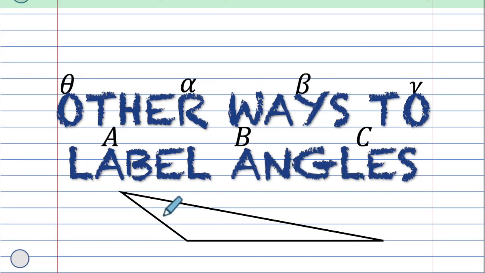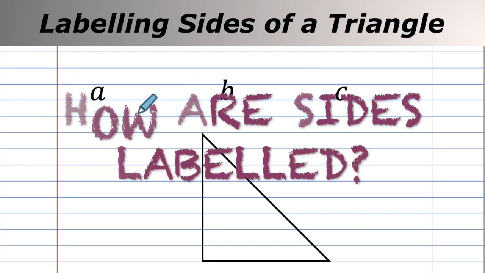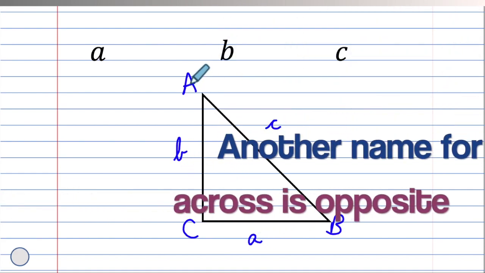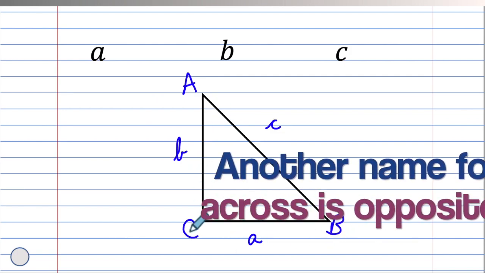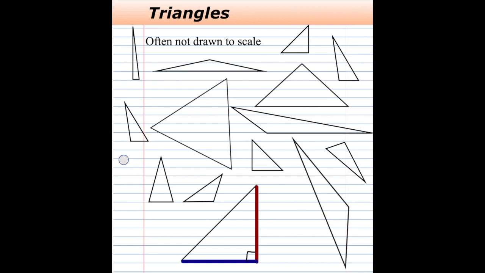We can also label angles with Greek letters. We could use theta, alpha, or beta, but also gamma. We use small letters to label the sides of a triangle. If we have triangle ABC, the corresponding sides would be C, B, and A. Across from capital A would be little a, and across from capital B would be little b, and across from capital C would be little c. Labeling the base and the height of a triangle can be a little bit tricky, but if you think about the base and the height forming a 90-degree angle, that might help you out a bit.